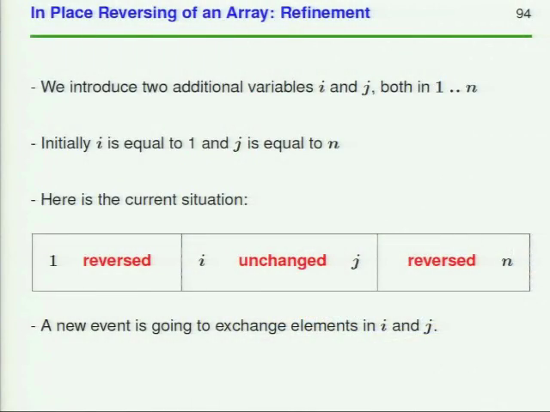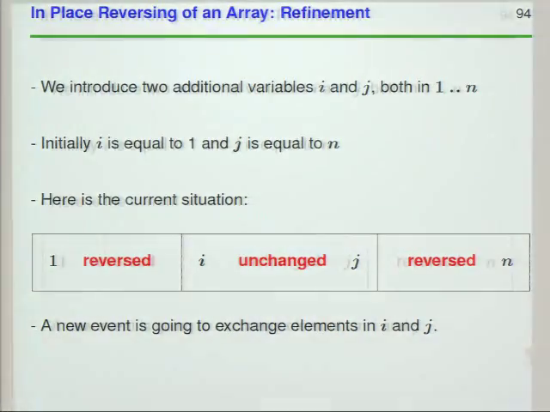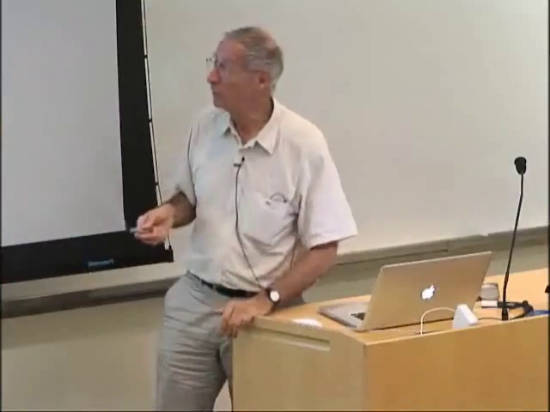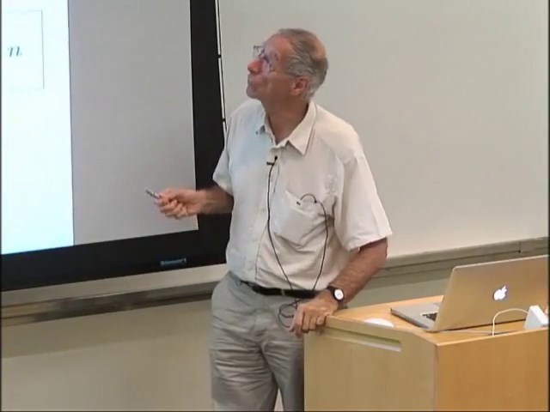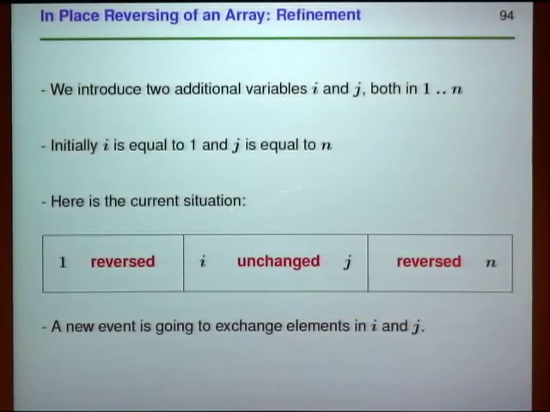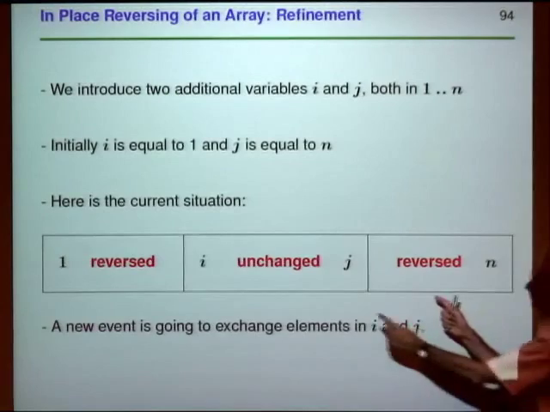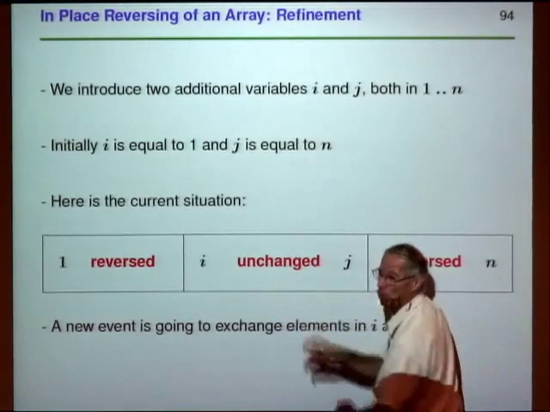And here, I always do some diagram to show exactly what I'm going to do. Here, we suppose that we introduce I and j, two variables that are both in 1..n, and initially, I is 1 and j is n, so I is here and j is here. And this part is reverse, this part is reverse, and this part is unchanged. And what we are going to do is very simple. We are going to do this precisely.